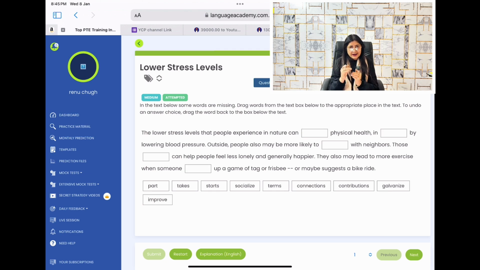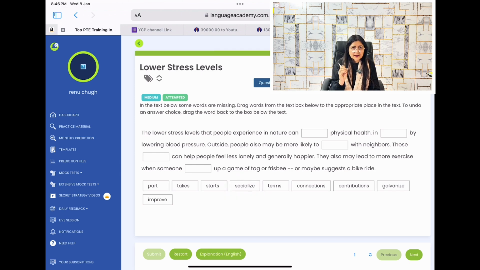Now, second thing, we have to see the context. So what is being talked about? Stress levels, lower stress levels that people experience in nature can dash physical health. Okay. So after can we have to use the first form of the verb. So with can we have first forms: improve, galvanize, and socialize. So these three are there.